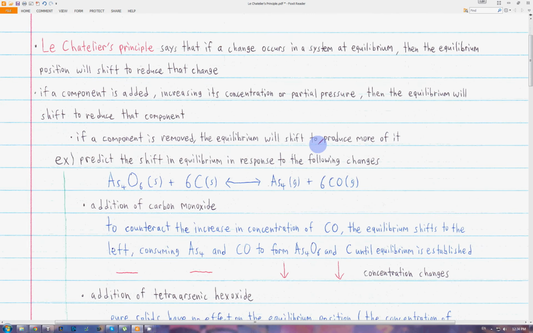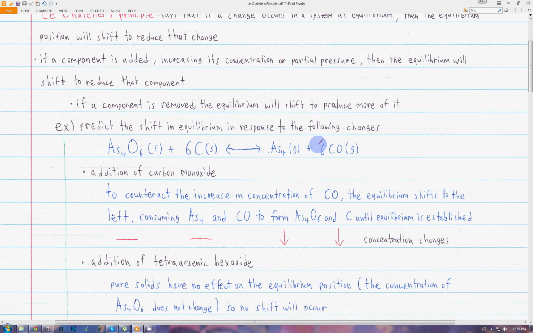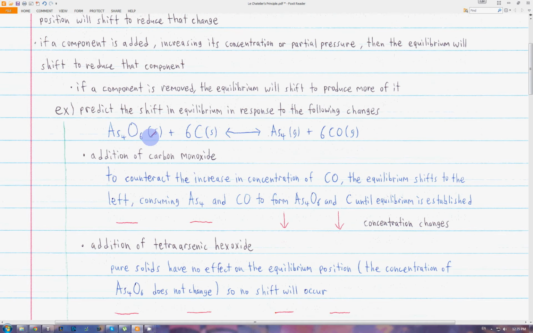So the most common type of change is a change in concentration or partial pressure, which happens when we either add or remove a component. If a component is added, the equilibrium will shift so that the component that was added gets reduced. So let's look at an example. We have this reaction here, and we want to predict how the equilibrium will shift.